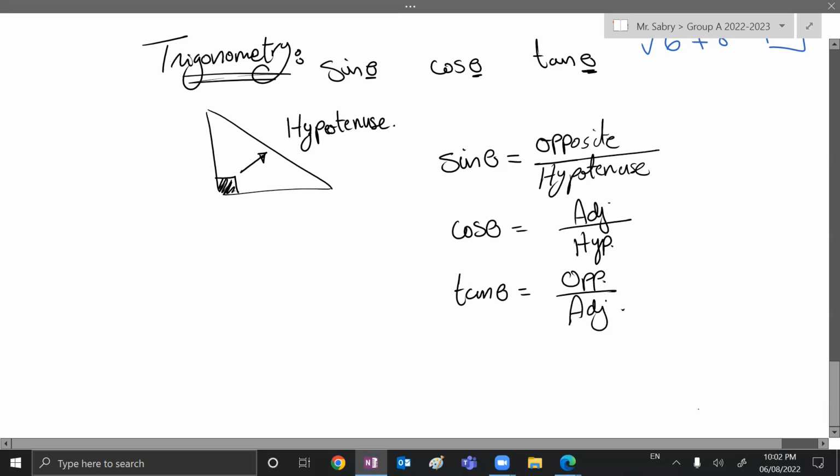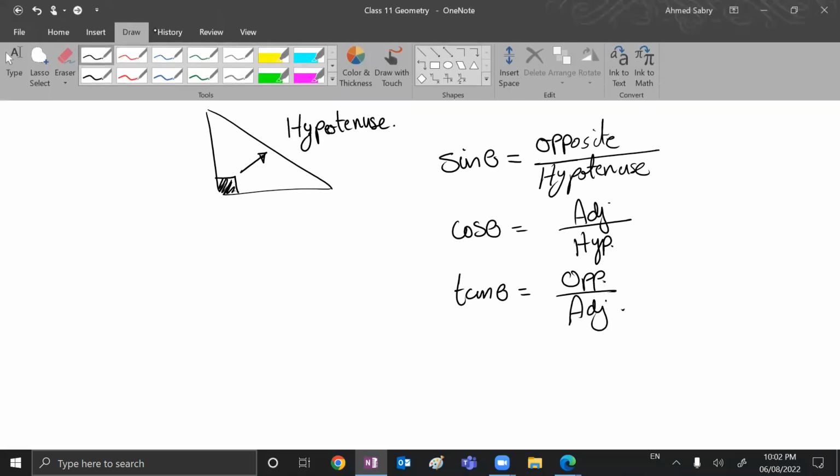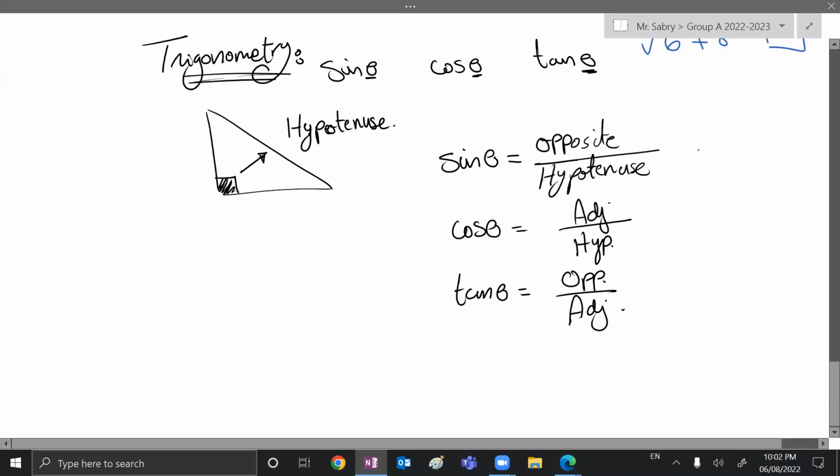You can remember those through acronyms. S stands for sine. It takes O, opposite, over H, hypotenuse. C stands for cosine, adjacent over hypotenuse. Tan is opposite over A, which is the adjacent. This is how you can memorize them.